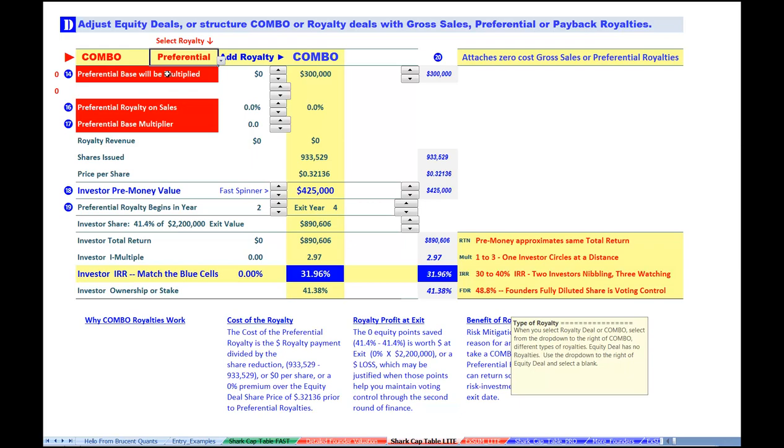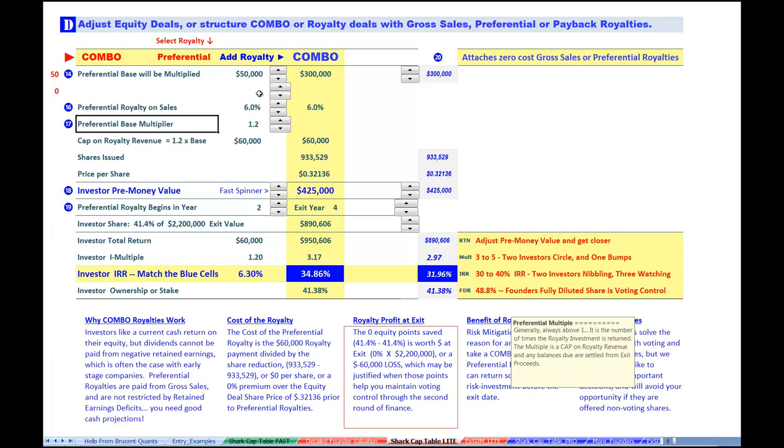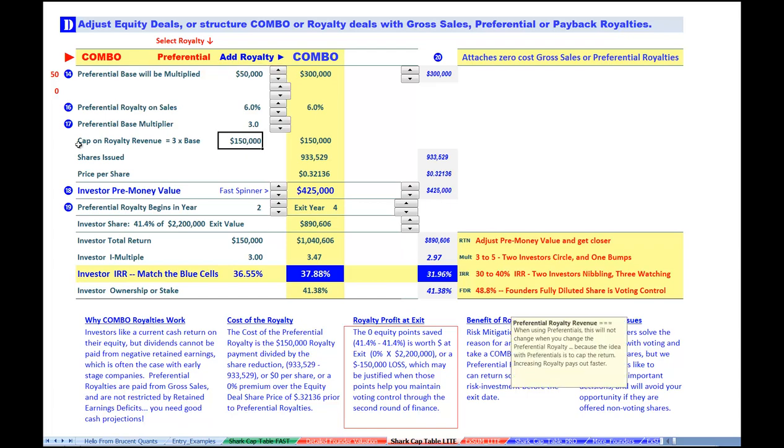Pick a preferential royalty. Now, preferential base will be multiplied, so we need something in here. Good number is $50,000. We need to have a preferential royalty of, let's say, 6% on sales. And this red says preferential base multiplier, so let's give them 3 to 1 on this base, which is 50. So you can guess the 3 to 1 is going to give you 150,000, and what do you know? There it is. It even tells you cap on royalty revenue equals 3 times the base. This, as a preferential royalty, is all they're going to get. And even if you sell the business in a couple of years, they will get that from proceeds.